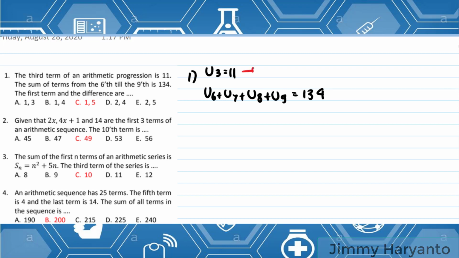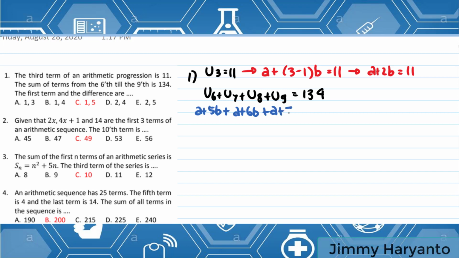Okay. So for this one, I will have A plus (3 minus 1) times B. Using the formula, I will get A plus 2B equals 11. And then for this one, I will have A plus 5B using the formula. And then for this one, A plus 6B. For the U8, A plus 7B. For the U9, A plus 8B equals 134. Altogether, I will have 4A plus 26B equals 134.